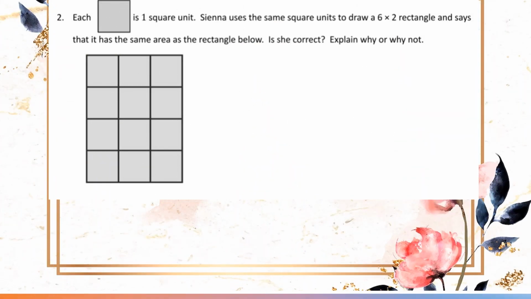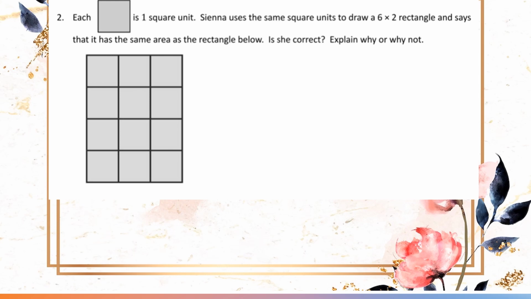Now let's take a look at number 2. Number 2 says each square is 1 square unit. Sienna uses the same square units to draw a 6 by 2 rectangle and says that it has the same area as the rectangle below. Is she correct? Explain why or why not.